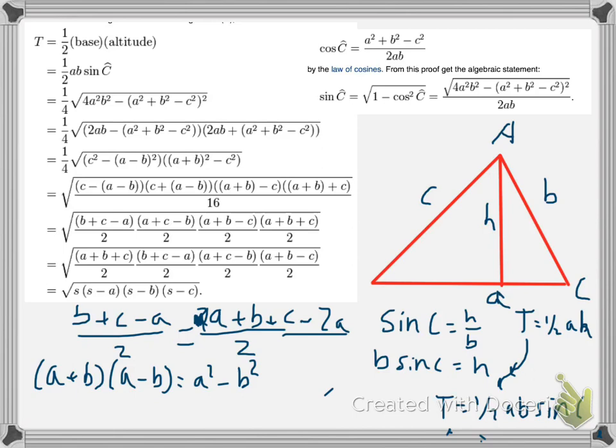And you can do the same thing for all these other terms to get the square root of s times s minus a times s minus b times s minus c. And that is how you prove Heron's formula.